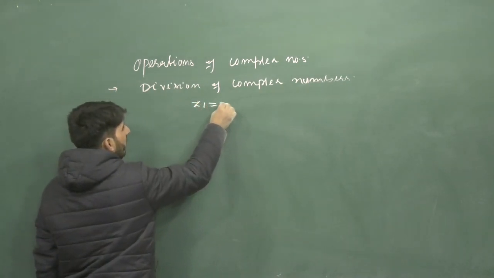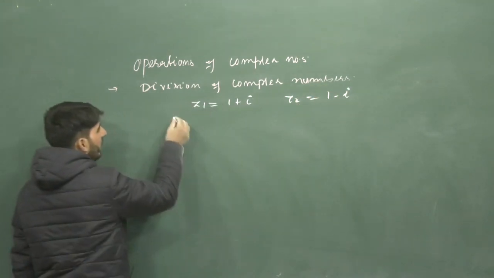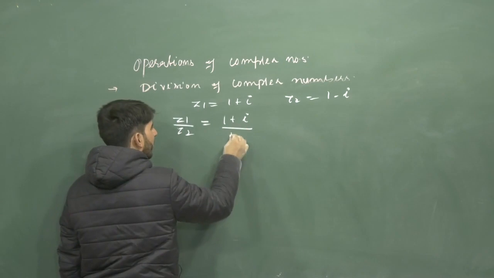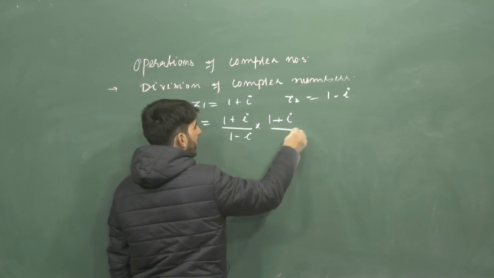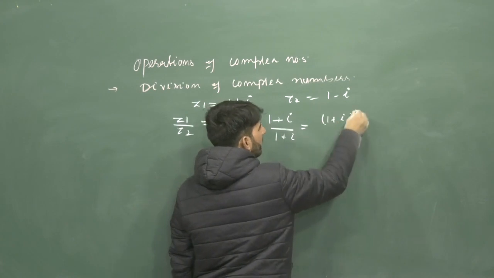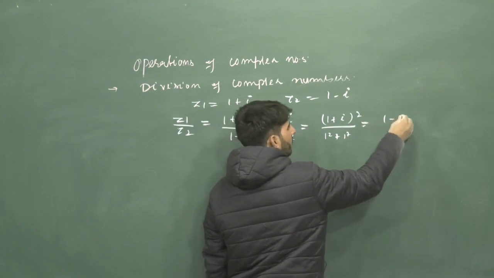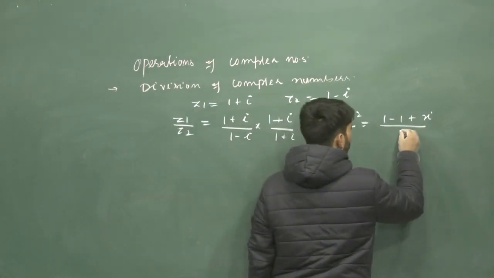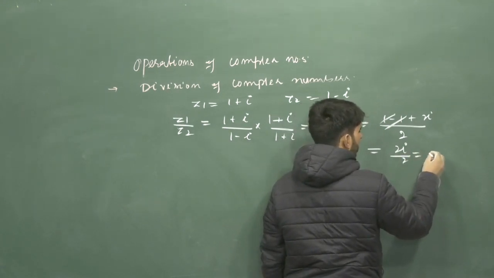For example, we have z1 = 1 plus i and z2 = 1 minus i. We have to find z1 divided by z2. So z1 divided by z2 is 1 plus i divided by 1 minus i. So rationalization here: 1 plus i divided by 1 plus i. This is equal to (1 plus i) whole square divided by 1 square plus 1 square, which is 1 minus 1 plus 2i, using the identity (a plus b) whole square, divided by 2, is equal to 2 iota by 2, which is i.